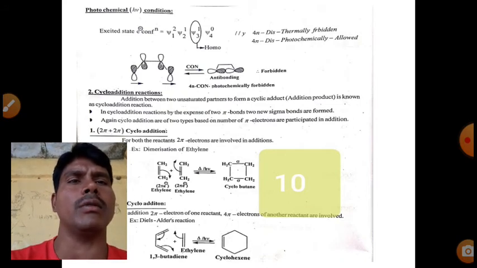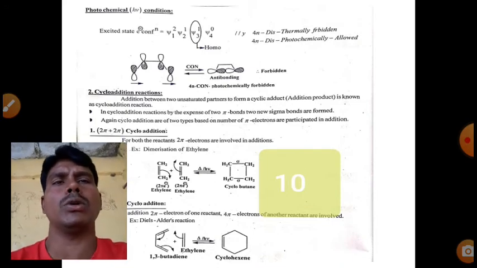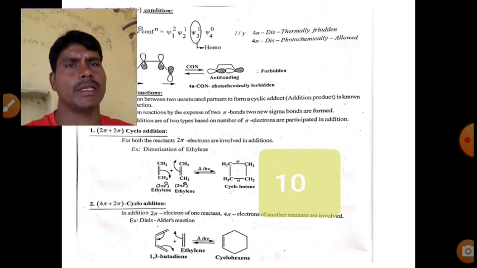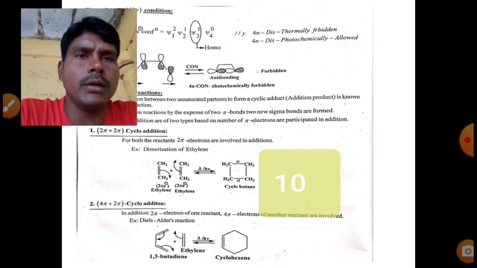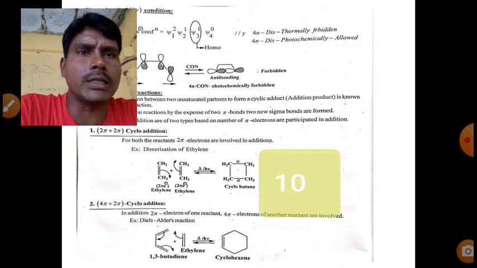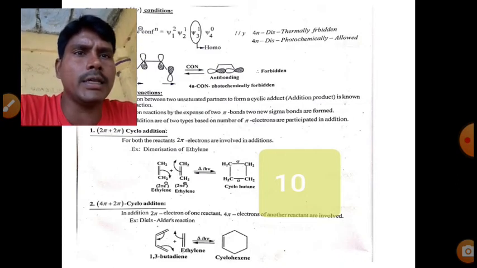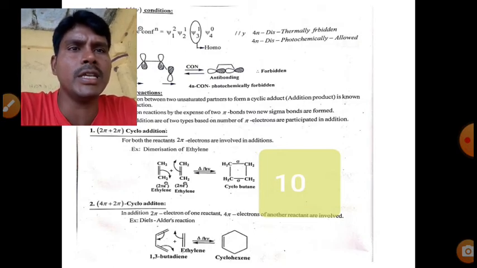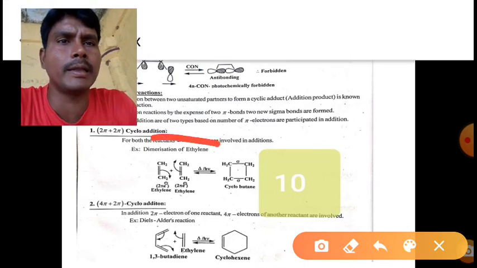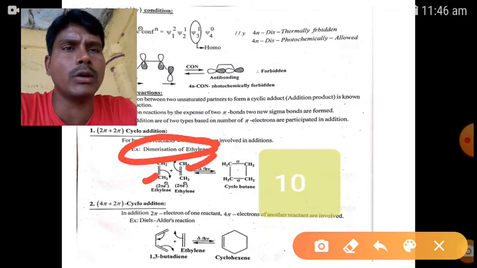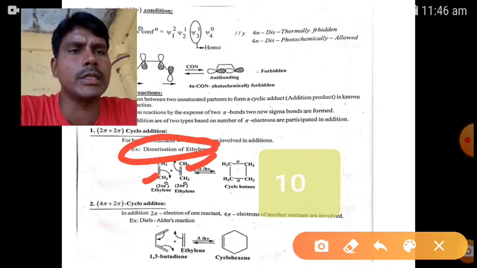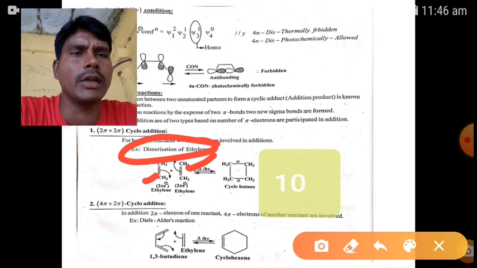Again, cycloadditions are of two types based on the number of pi electrons participating in the addition reaction: 2 plus 2 cycloaddition and 4 plus 2 cycloaddition. So it depends on the participation of pi electrons. For both reactants, 2 pi electrons are involved in the addition reaction. This is the dimerization of ethylene reaction. Here 2 electrons, here 2 electrons, a 2 pi electron system. So total 4 pi electron system, we get cyclobutane.